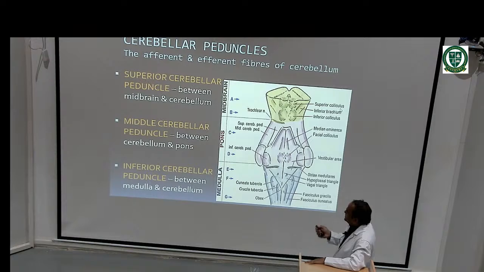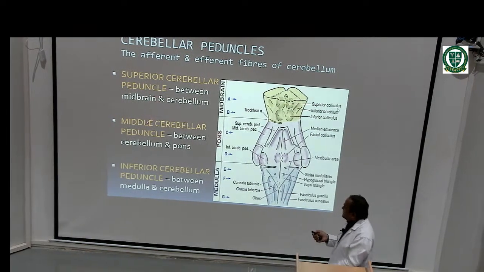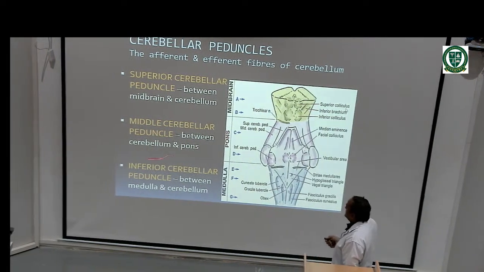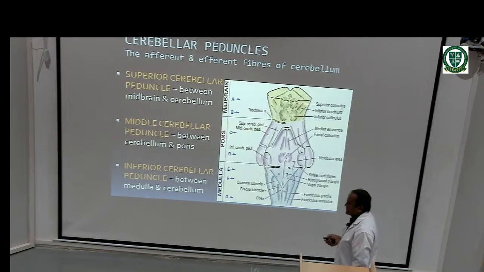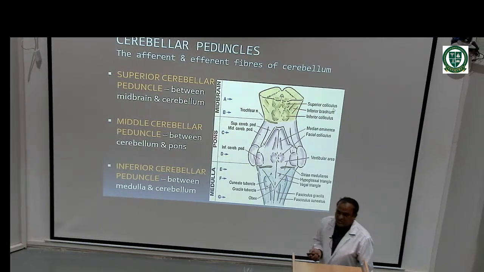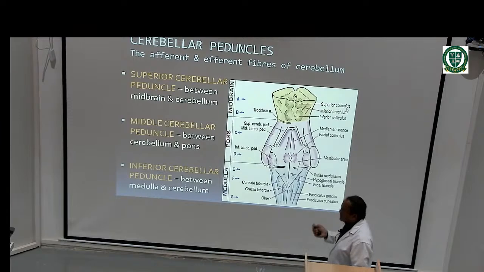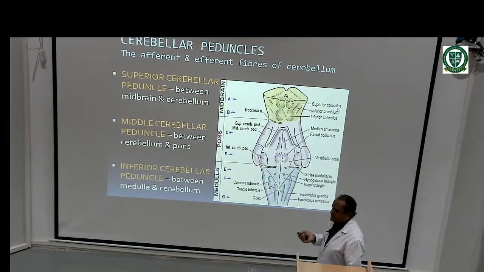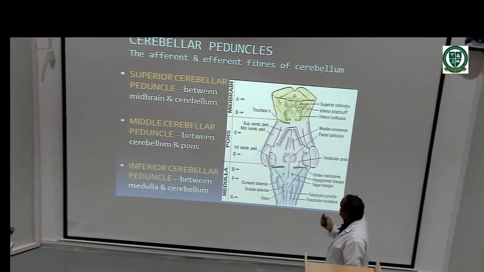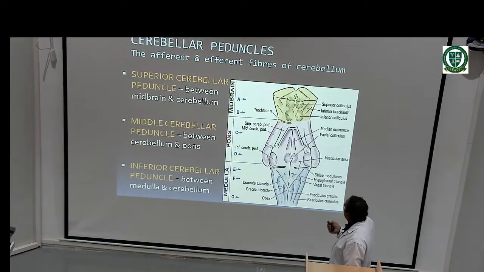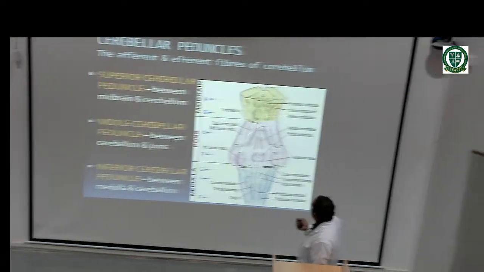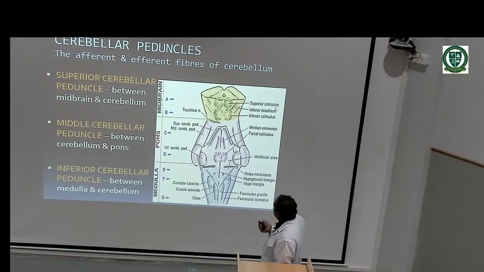First one is the superior cerebellar peduncle. Second one is the middle cerebellar peduncle. Third one is the inferior cerebellar peduncle. They are named according to their position. Superior is above, middle is middle, and inferior is inferior. Okay. So this is the superior cerebellar peduncle, this is the middle cerebellar peduncle, and this one is the inferior cerebellar peduncle.